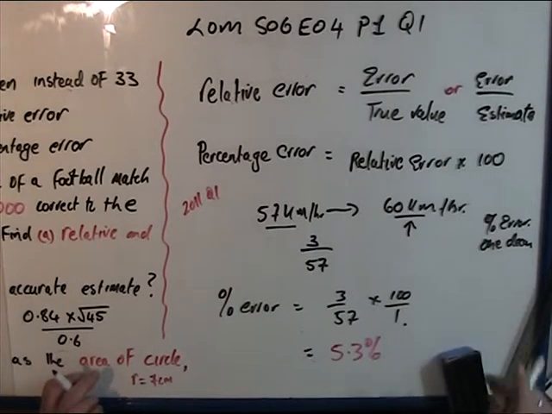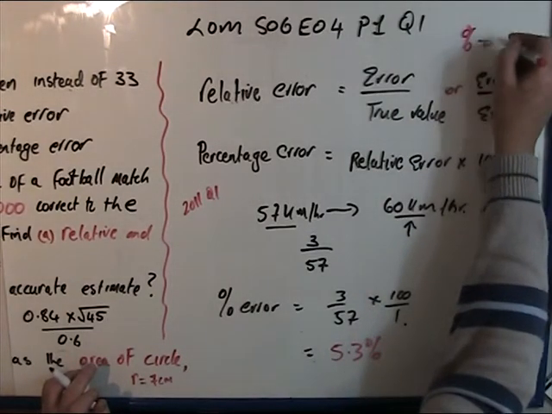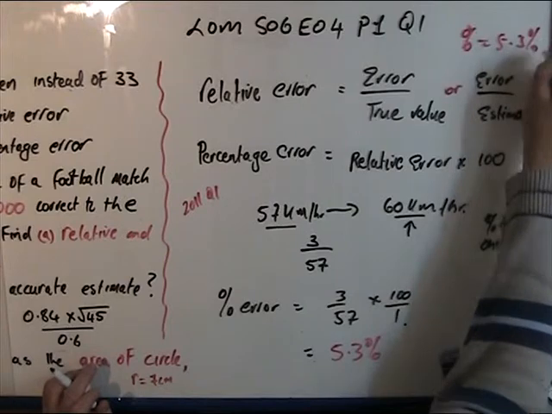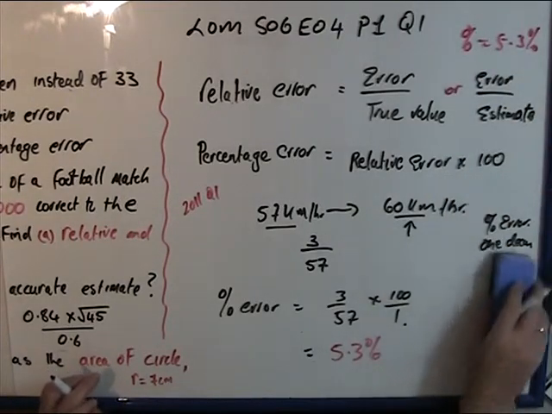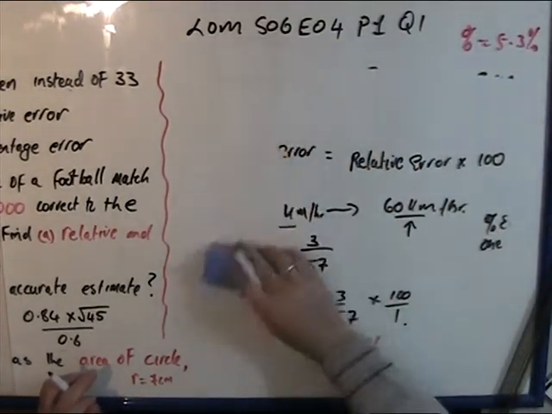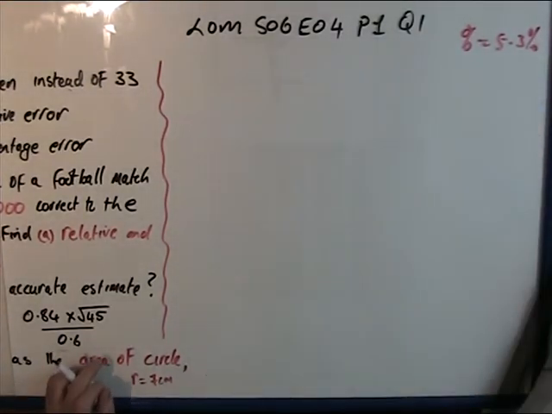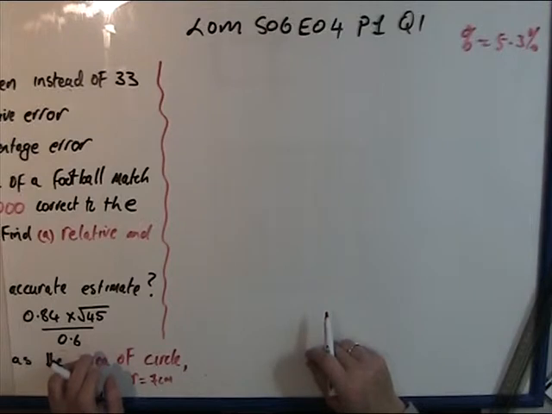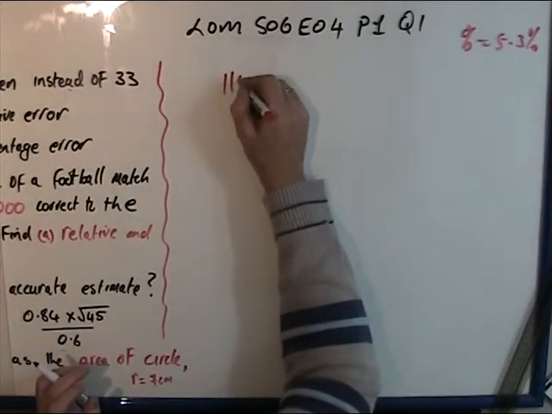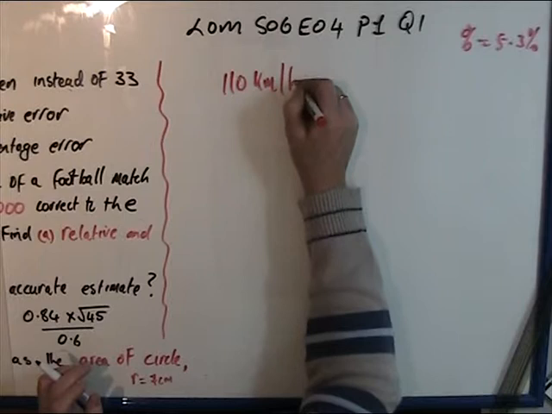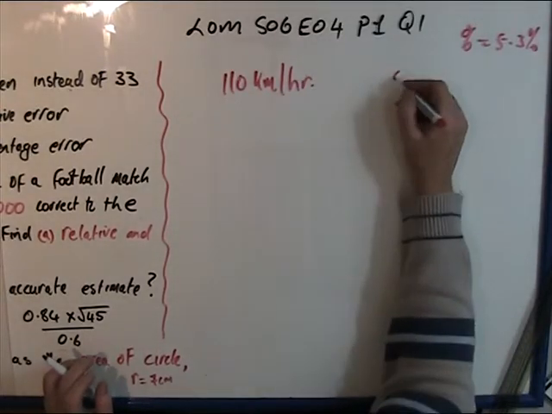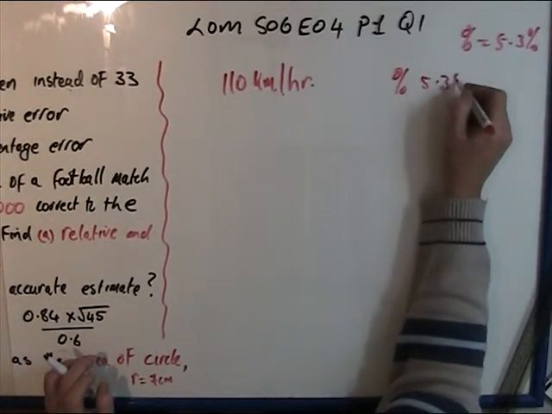Okay, so we put this up here, so this percentage error is equal to 5.3%, and we'd write that out on the right hand side so that the examiner will come along and look at it and say, yeah, that's right. The next part says, if the percentage error is the same at all speeds, at what speed is the car actually travelling when the speedometer reads 110 kilometers per hour? Okay, and we know the percentage error is 5.3%.